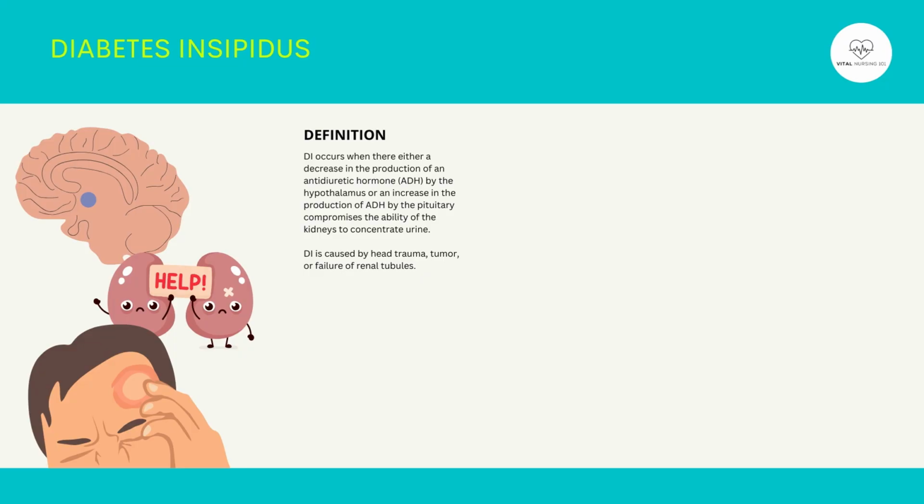Now, let's begin by first learning what diabetes insipidus is. This disease occurs when there is either a decrease in the production of an antidiuretic hormone by the hypothalamus or an increase in the production of ADH by the pituitary compromises the ability of the kidneys to concentrate urine. This results in the excretion of large amounts of diluted urine. The patient then drinks large amounts of fluid to replace the increased urine output.